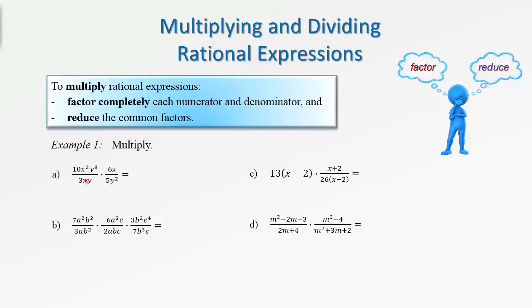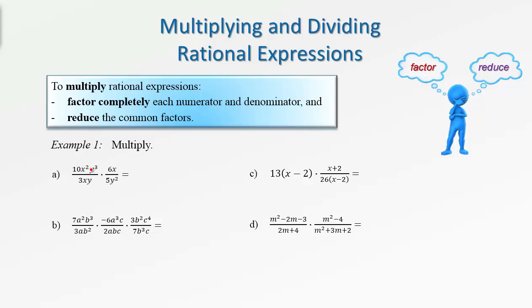Let's do the first one. We need to multiply these two expressions. Except for numbers that are not fully factored, the rest of the expression is factored completely. And we don't have to worry about numbers too much because we know how to reduce, for example, 6 with 3 or 10 with 5. So we don't need to rewrite 10 as 2 times 5. We already know that 10 is divisible by 5. So we are ready to reduce everything.